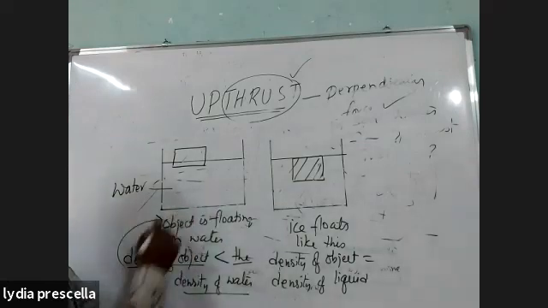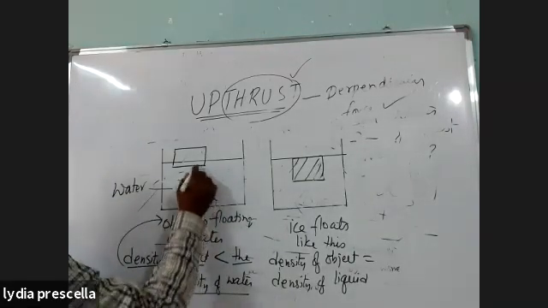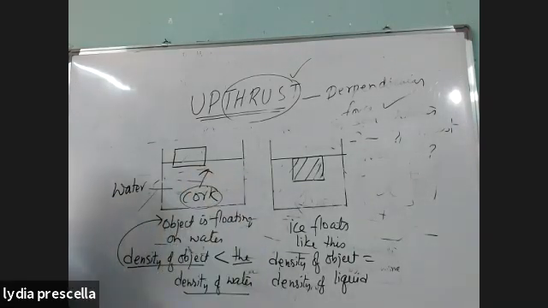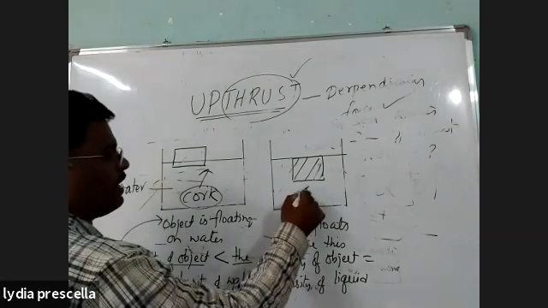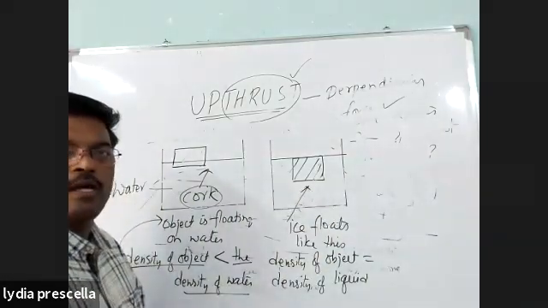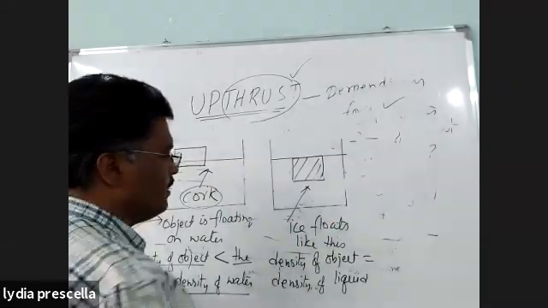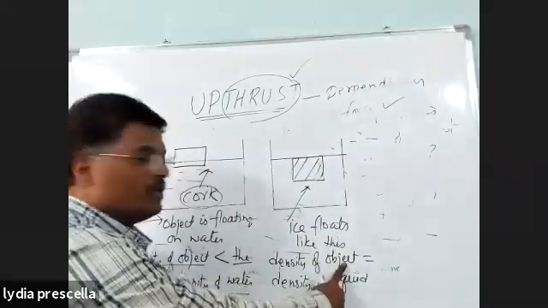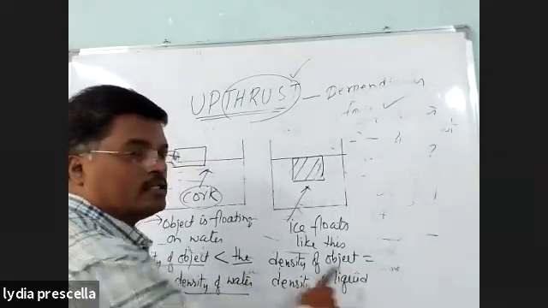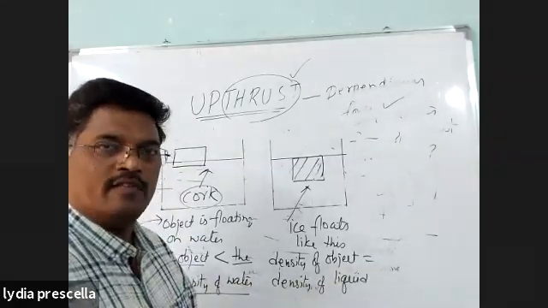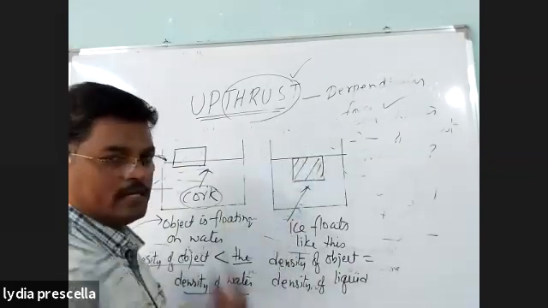And this is the example of cork. A cork will float like this. Ice will float like this. Why does ice float in water? If a question comes, you have to say the density of ice is almost equal to the density of water. That's why it floats in this manner.